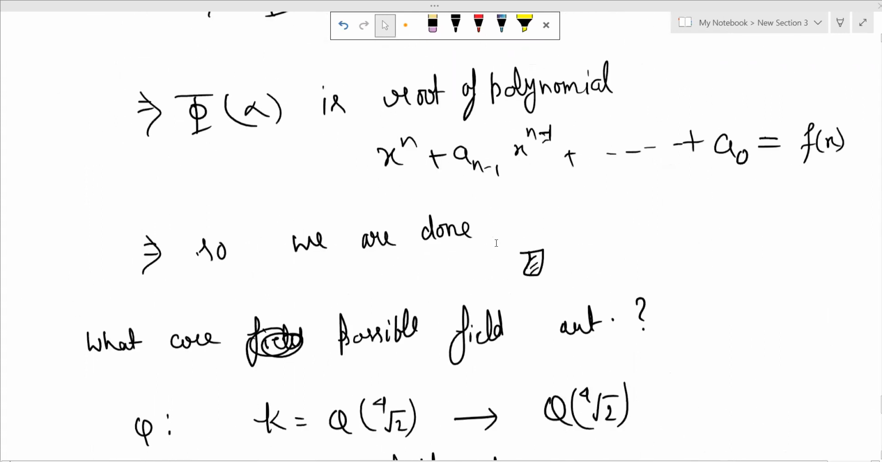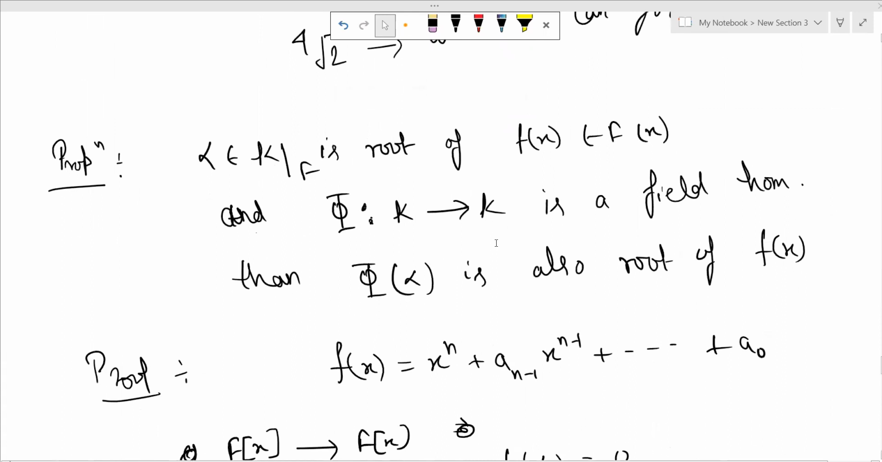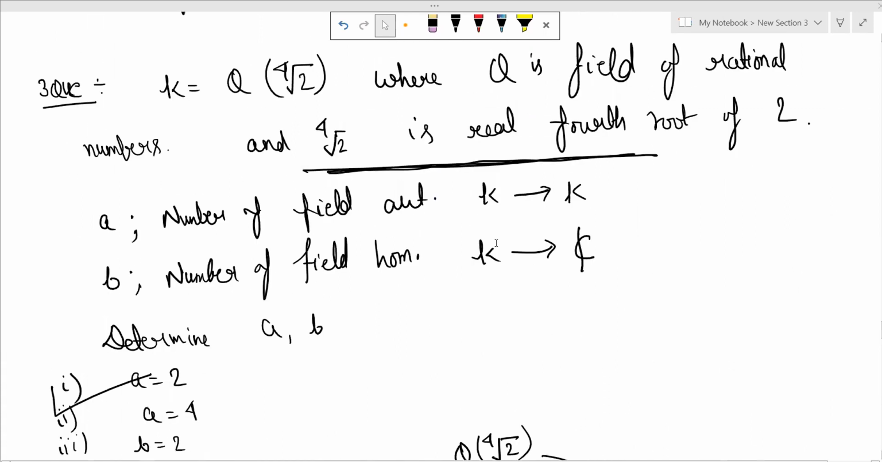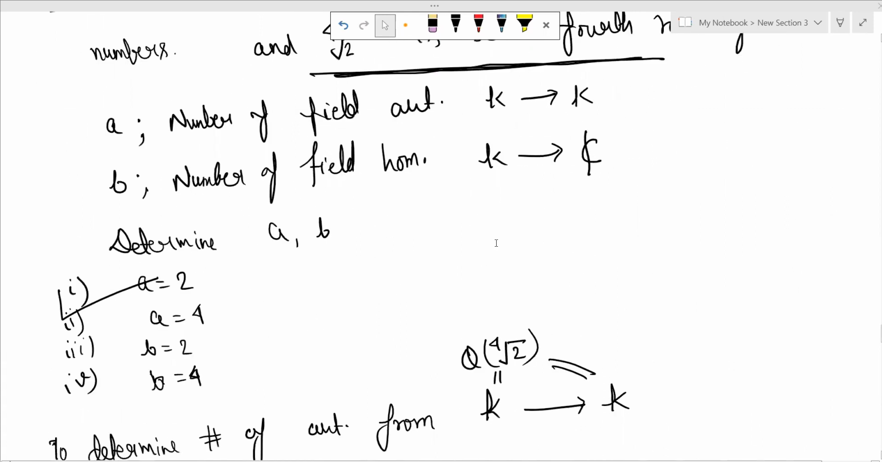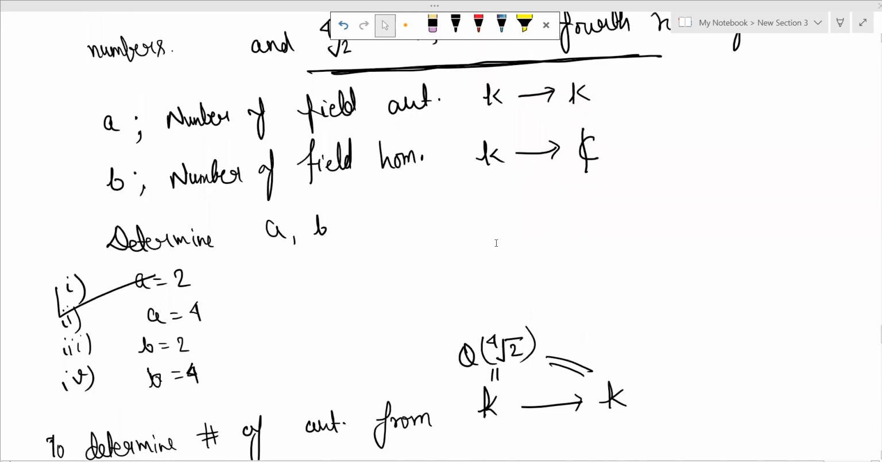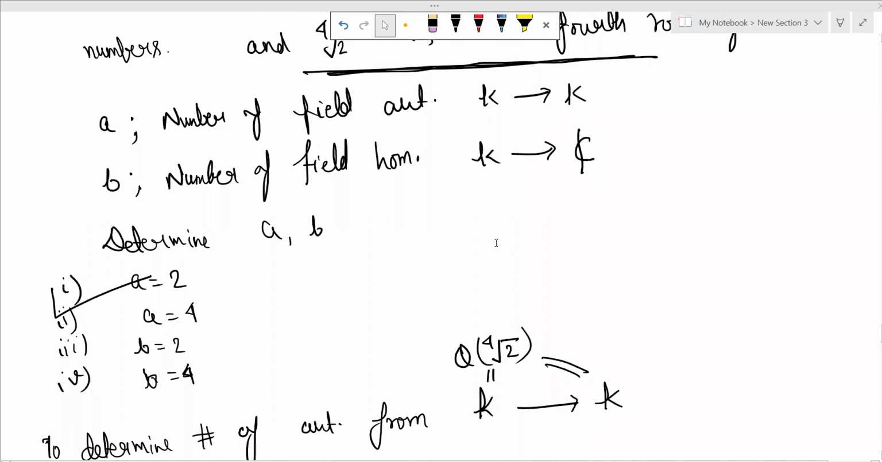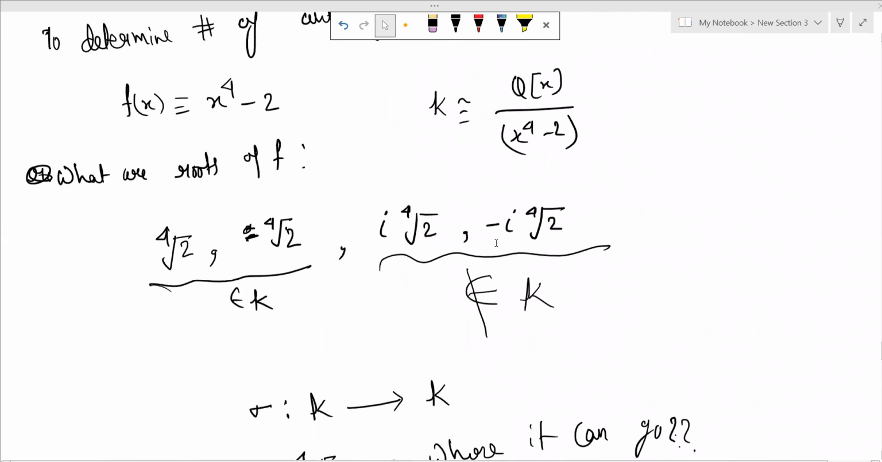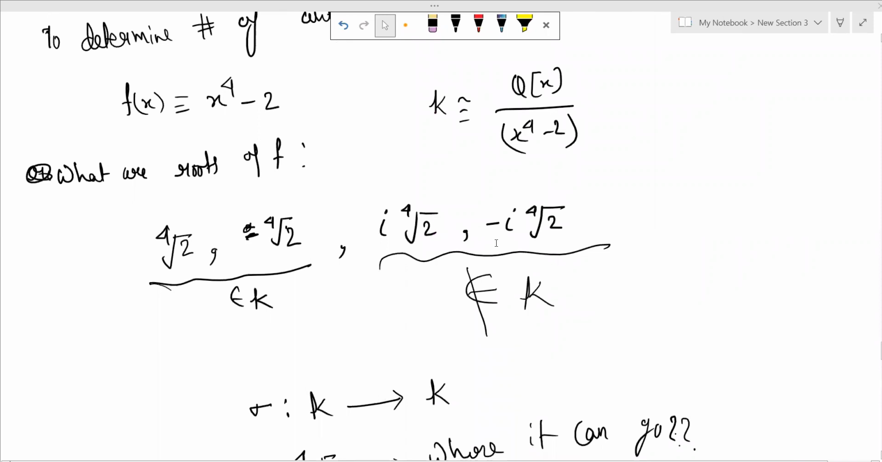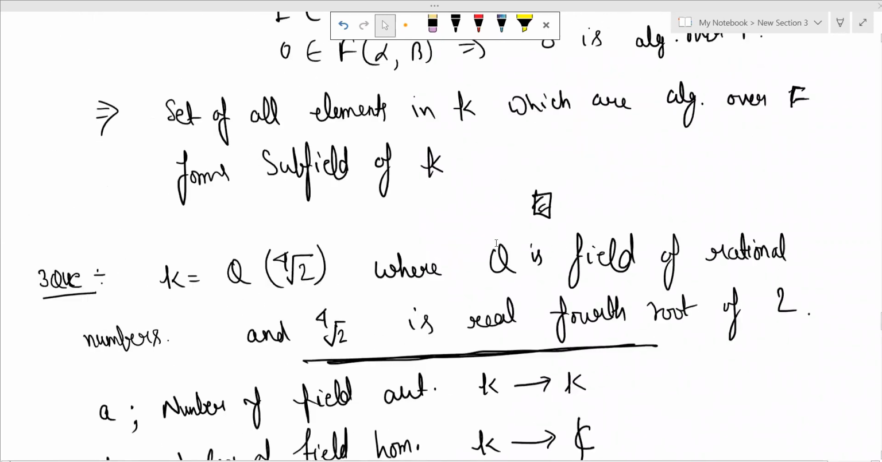Okay. Now he is asking us the number of field homomorphisms from K to C. Now, if it is a field homomorphism, then a root can go only to another root of this polynomial. But now see, the field homomorphism to C we have to define, not to K. So all roots are there in C. Here I excluded these two possibilities, right? Here I said that iota fourth root 2 and minus iota fourth root 2 are not there. But now all roots are there.